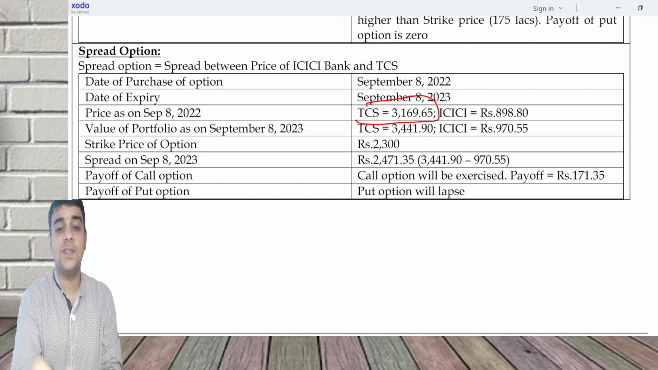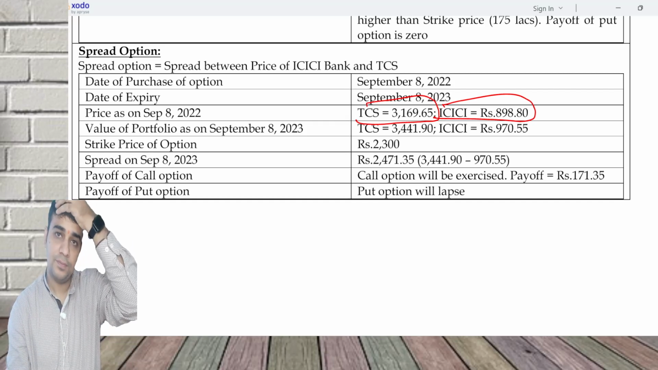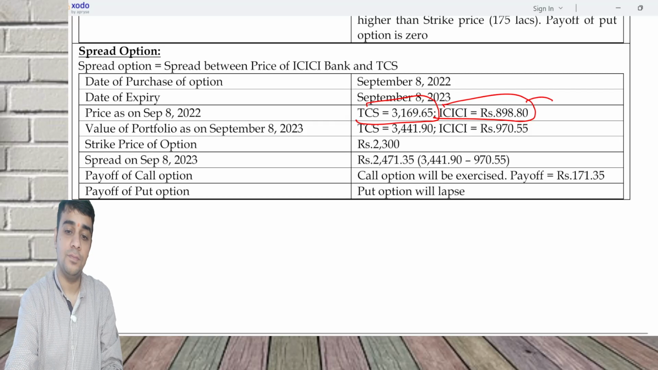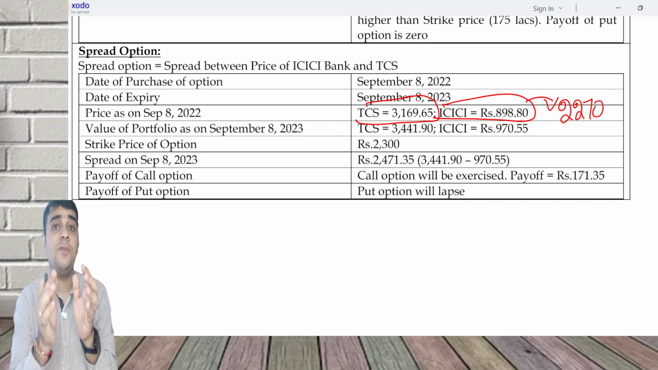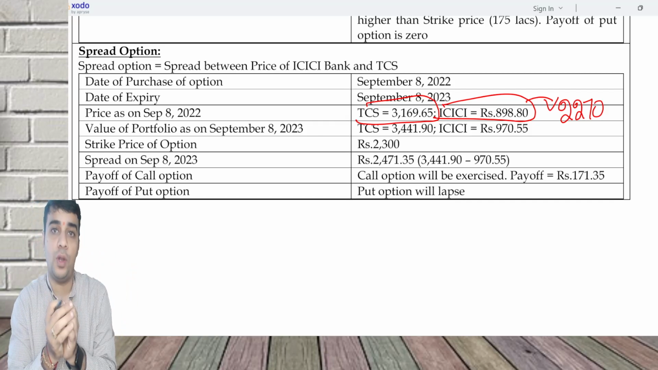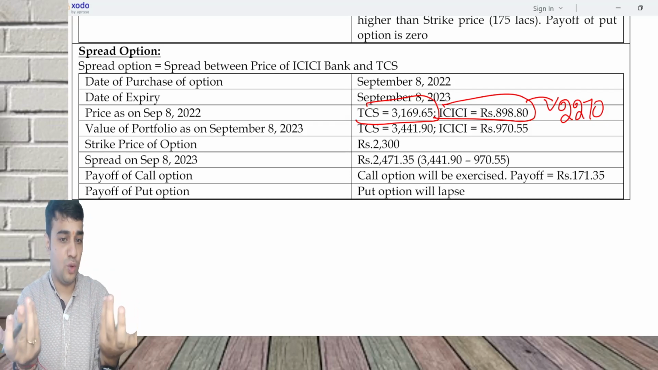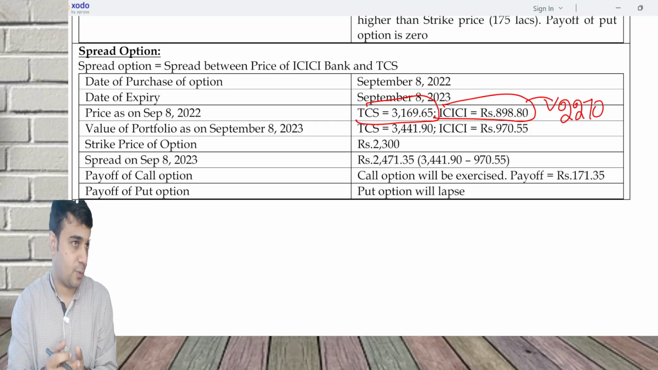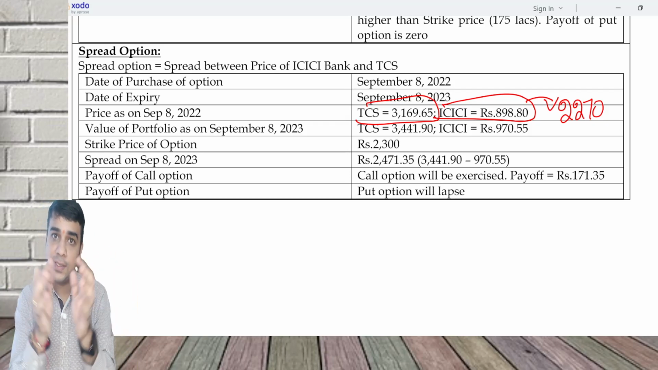TCS was at 3169, ICICI was at 898. Can you tell me the difference between these two? Okay, 2270. So basically in a spread option, what I'm trying to say is I am thinking whether the spread will increase or spread will go down. That is the gap between TCS and ICICI. These are not two related companies, but still I wanted to buy a spread option like this. So in spread option, we are saying, is this gap going to increase or is this gap going to decrease?